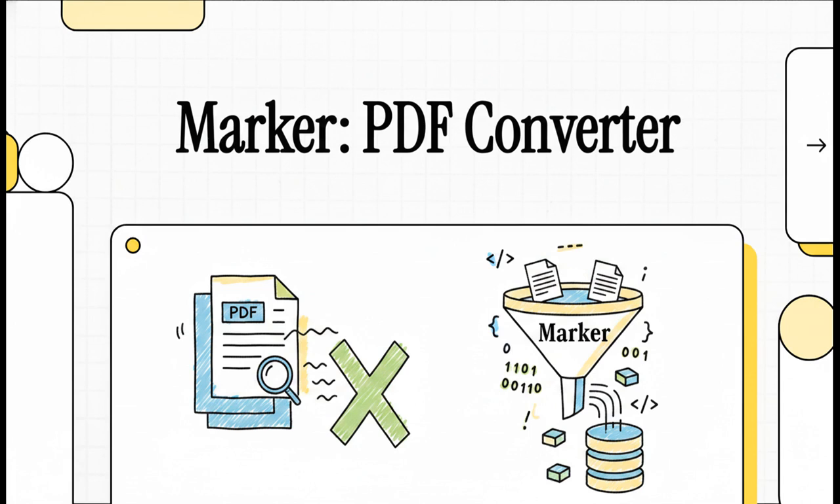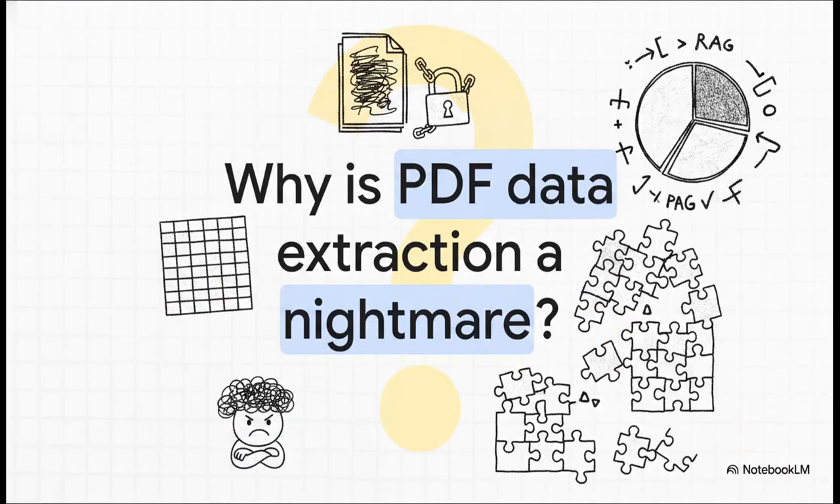We are looking at Marker, which is this incredibly powerful open source PDF converter created by Datalab. I mean, it's a completely valid question. Why is extracting data from a simple PDF still a developer's worst nightmare? We have advanced AI, but we still struggle with this. And we've all been there.